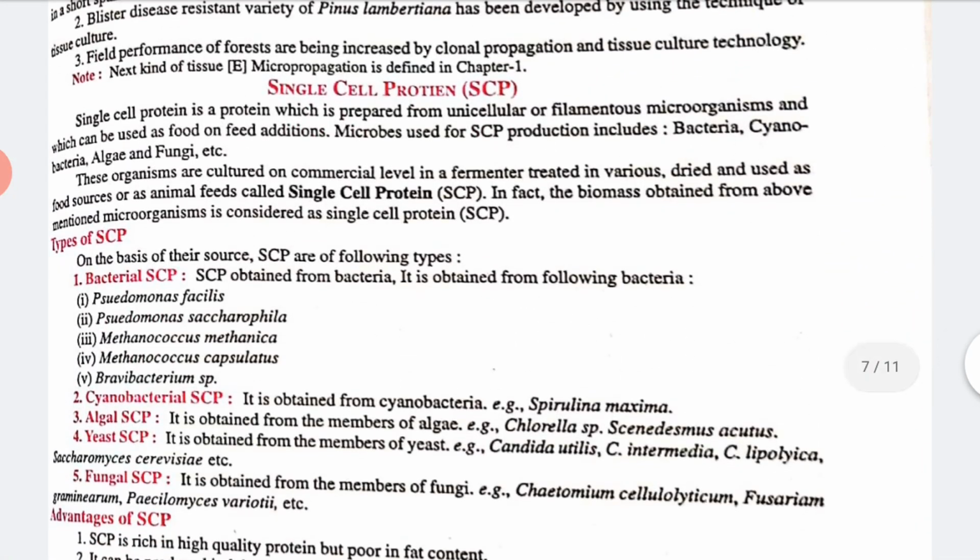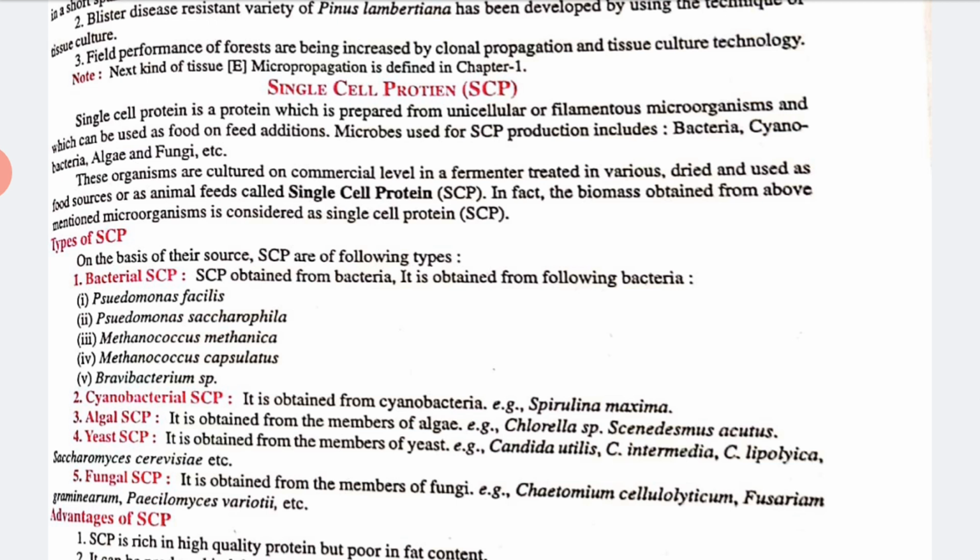So next we have single cell protein, that is SCP. So what is single cell protein? Single cell protein is a protein which is prepared from unicellular or filamentous microorganisms and which can be used as food or feed additives. Microbes used for SCP production include bacteria, cyanobacteria, algae, fungi, etc.